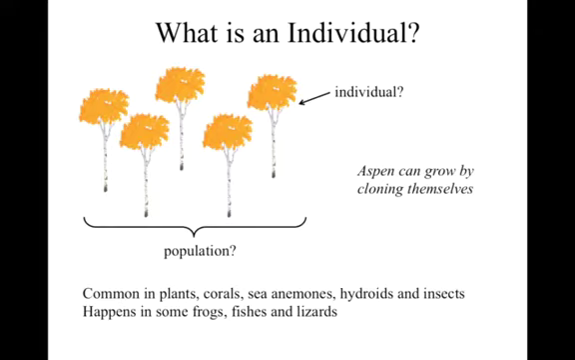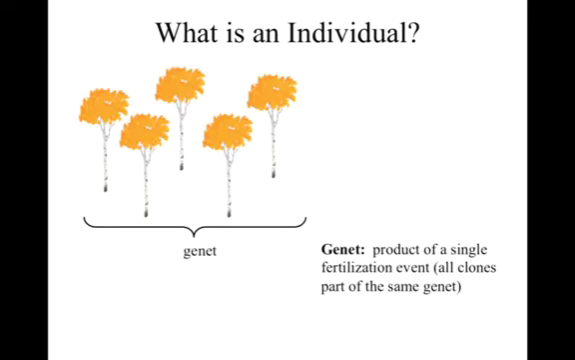So clonal reproduction is fairly common in the world. It occurs in plants, in corals, in sea anemones, hydroids, some insects. And it even happens in larger, more complex animals like frogs, fish, and lizards. Now, fortunately, ecologists have run into this a lot because it's so common, and so they've come up with definitions for defining these clonal populations or these clonal individuals or whatever they are.